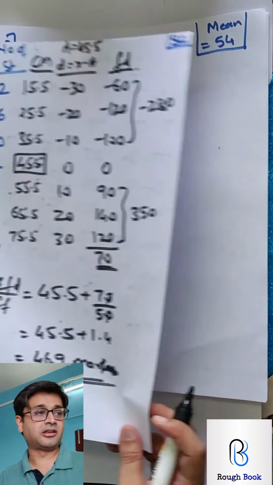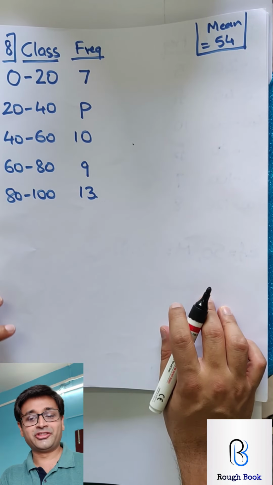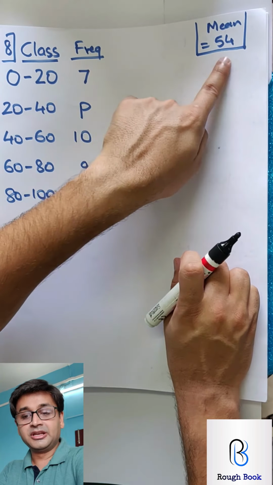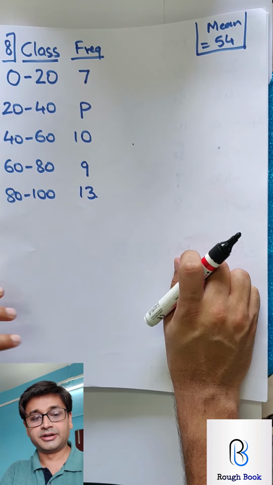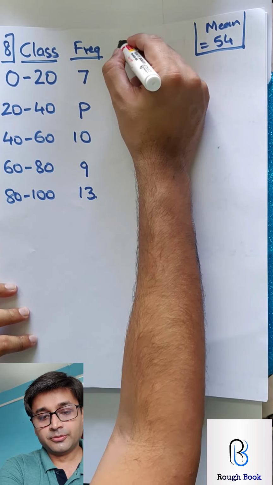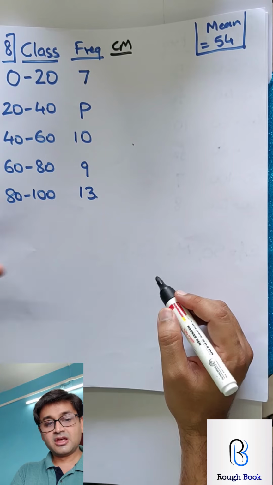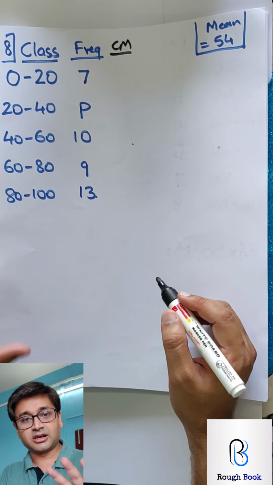Let's go with the next one. Sum number 8: one missing frequency. Mean is already given to you, 54. So here we go. Use your direct method, but for that first get the class mark always. Whenever you see grouped data, get the class mark first.